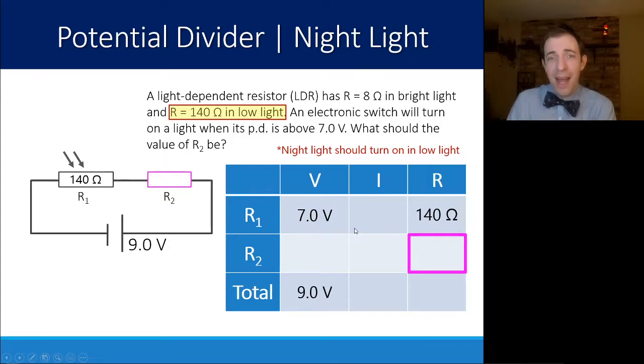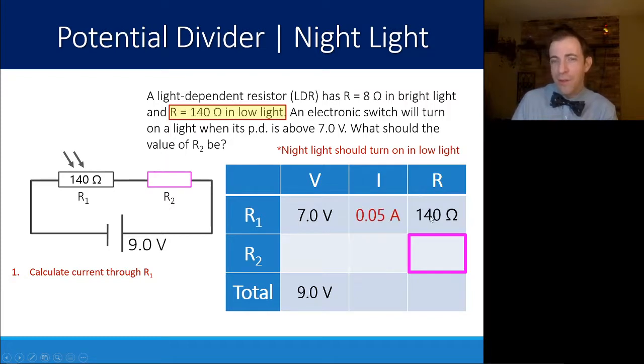Now, there's a couple steps that I need to do in order to get here. First, if I know two of the three, really in any of these rows or columns, I can always find the third. Here, if I want to find the current through R1, all I have to do is use Ohm's law. Ohm's law states that the voltage divided by the resistance will find the current.